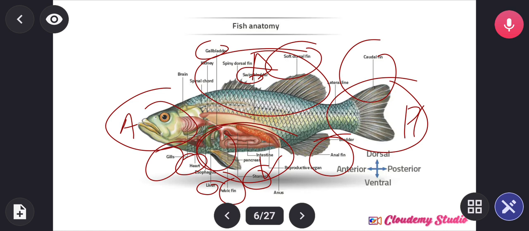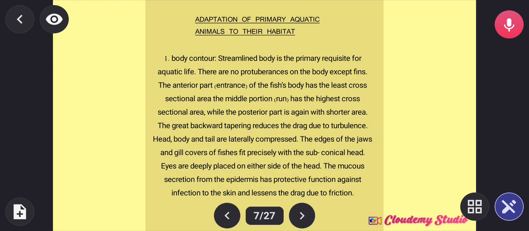Now let us proceed. What are the adaptations of primary aquatic animals? The first adaptation is body contour. And how does their body look? They have a streamlined body, and this streamlined body is the primary prerequisite for aquatic life in primary aquatic habitats. This streamlined body helps them to reduce the drag due to turbulence.